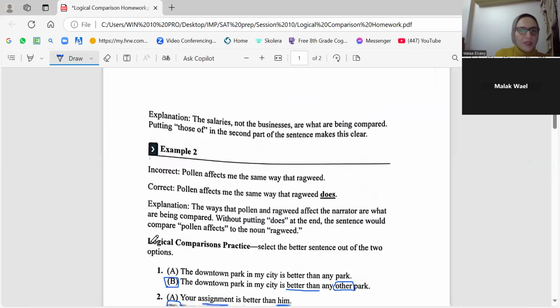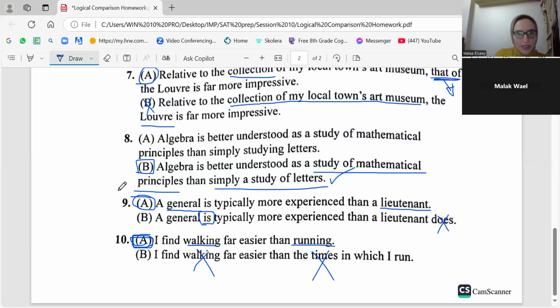Okay, so this was your homework. It's okay. Just prepare yourself for today's lesson. It's going to be about redundancy and wordiness. Redundancy and wordiness. Okay. Just hold on, please. Okay.